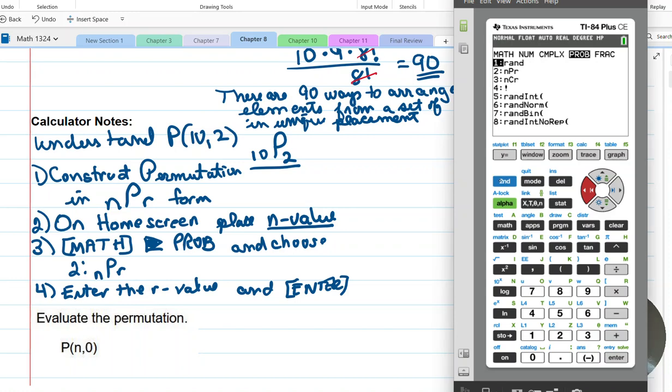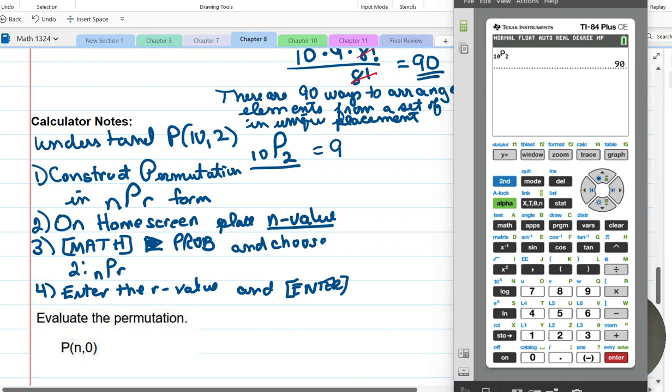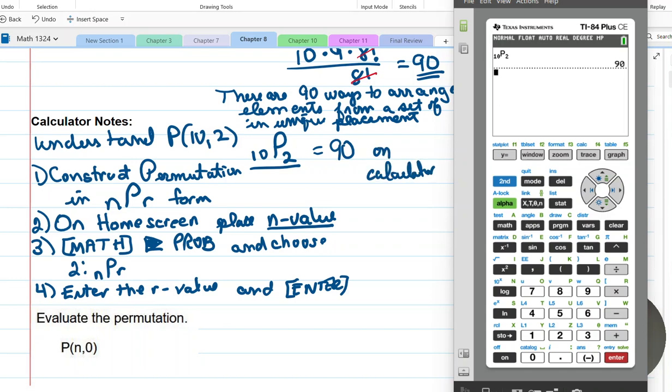So I'm going to be on my home screen. I'm going to clear everything. Now I'm going to enter the 10, math, PROB. I'm going to do number 2, and then I'm going to enter 2 and enter. 90. See, we matched. Good job. All right.